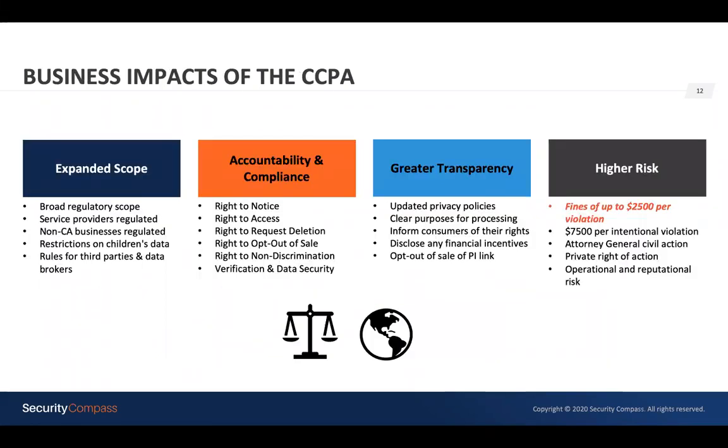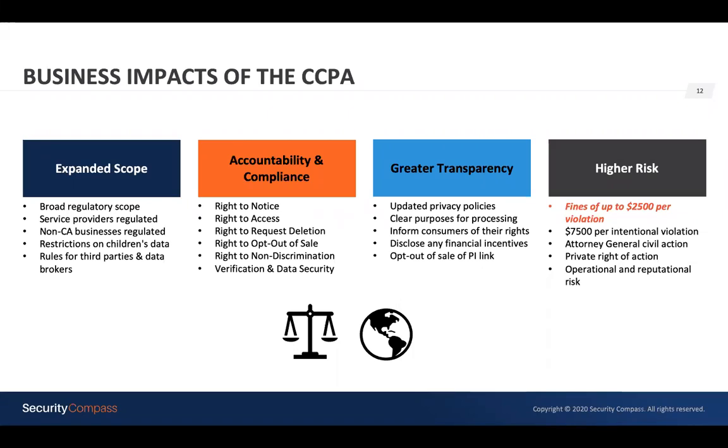There are various business and operational impacts involved with implementing a strong privacy program and complying with the CCPA. Top business impacts can be summarized here in four categories, and I'll just go over them briefly. CCPA expands the scope of compliance and who's covered. The expanded scope includes businesses beyond the state of California and protects consumers. It protects California residents, whether they're in the state or not.